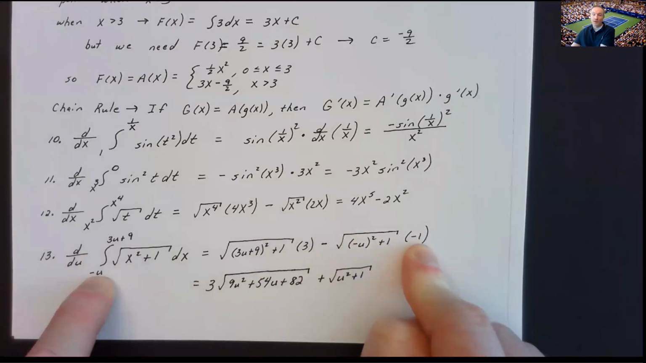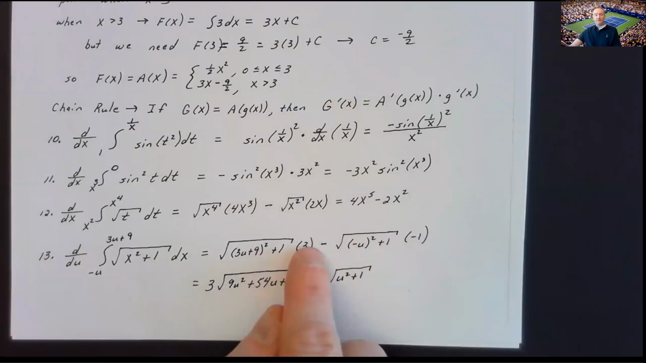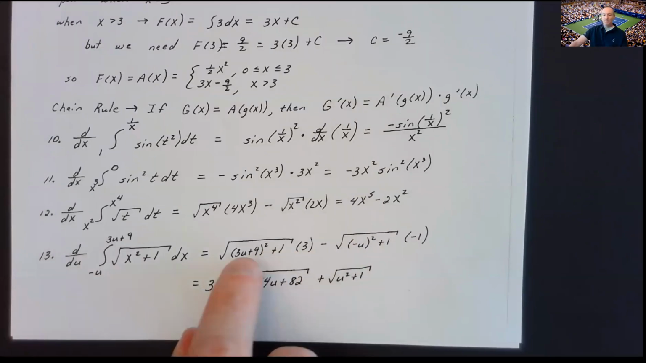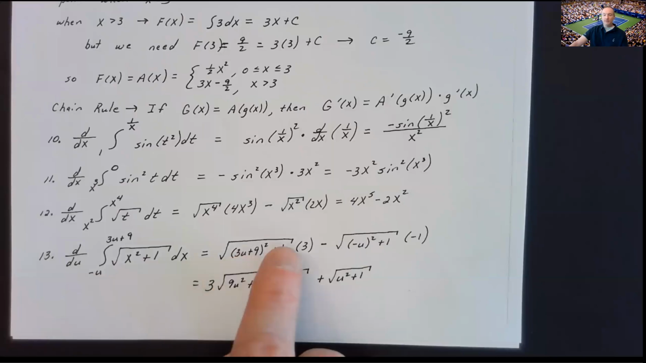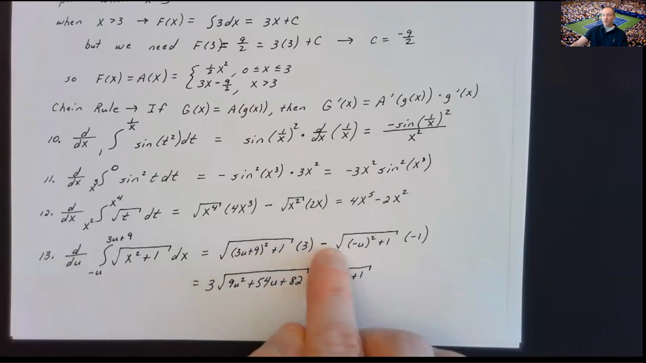So now all I did to simplify this, I brought the 3 out in front of this first square root. I said 3u plus 9 quantity squared is going to be 9u squared plus 27u plus 27u for plus 54u. And then it would be plus 81 plus 1 for plus 82. So I get 3 on that square root. And then my second one, instead of being subtracted, it's added because it's minus a factor of a negative 1, plus the square root of u squared plus 1.